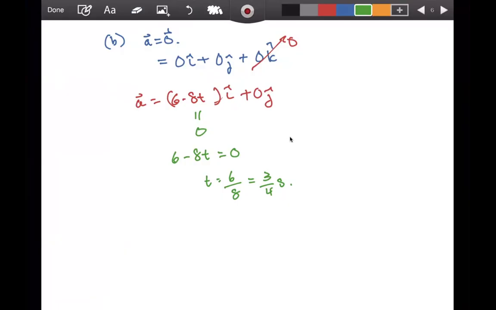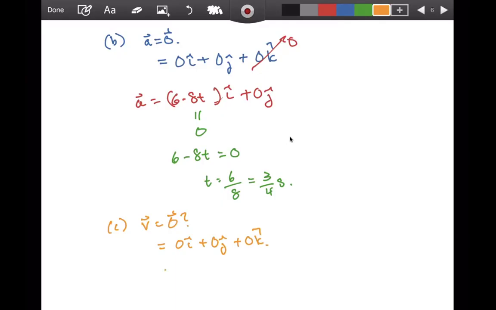Good. Part C simply says, if and when is the velocity equal to 0. Again, my 0 vector. What that means is I have to have my velocity equal to 0 in all components. The x component, the y component, and the z component must all be equal to 0.